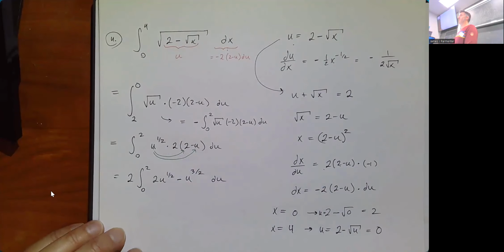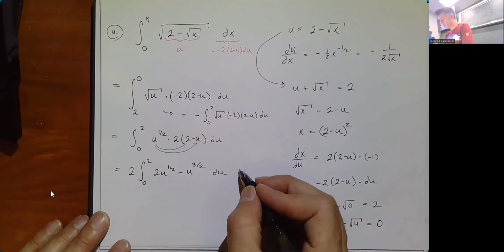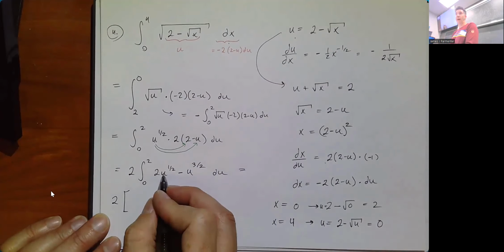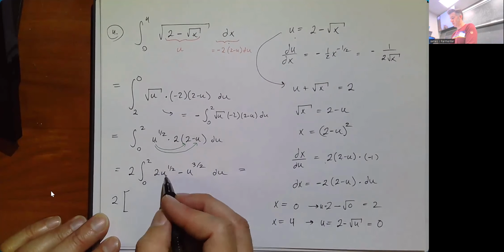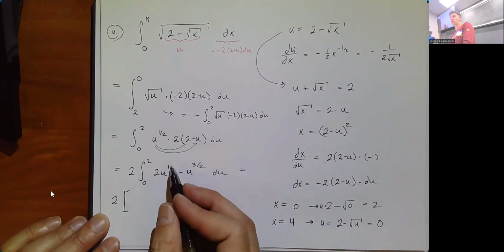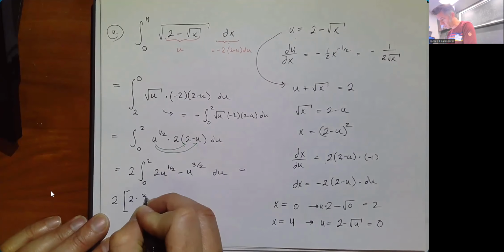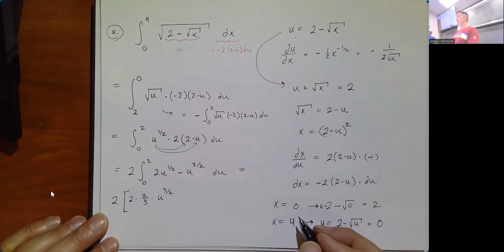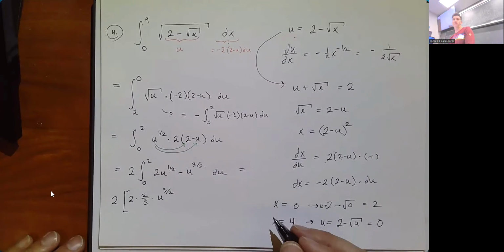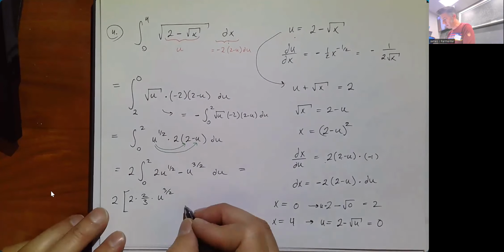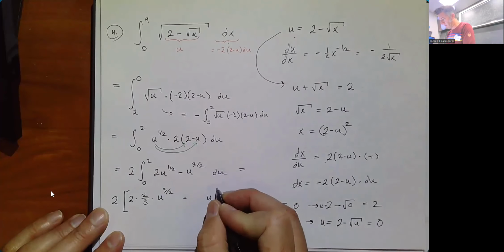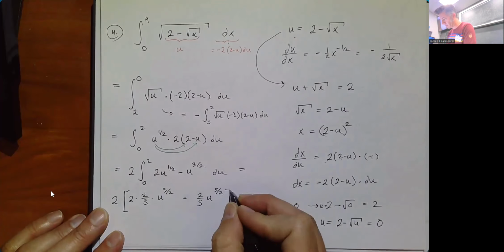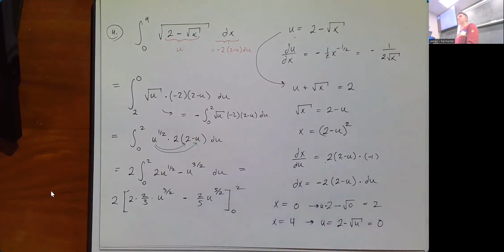Now we finally get to find the antiderivatives. So we're going to get 2 times. All right, I'm adding 1 to the power and dividing by the new power. So I'm going to get u to the 3/2 times 2/3. So I'm going to get 2 times 2/3 times u to the 3/2. I'm skipping the step of saying u to the 3/2 divided by 3/2 and just multiplying by the reciprocal. Minus u to the 5/2 divided by 5/2 is multiplying by 2/5. From 0 to 2. That looks terrible.